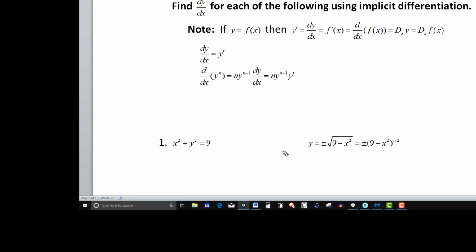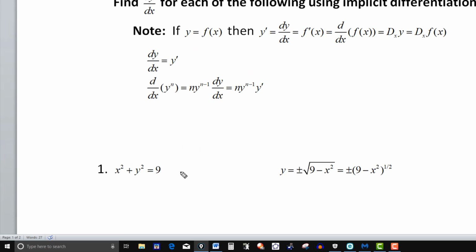Notice I can solve it for y. If I bring the x squared over, make it 9 minus x squared, and then take the square root, plus or minus, this is what we get. Okay, so now, first I do it using implicit differentiation.